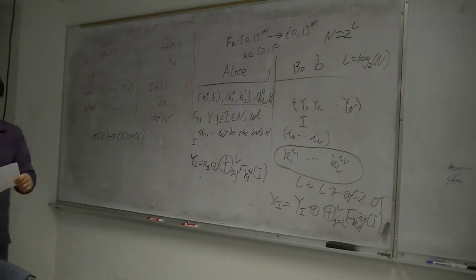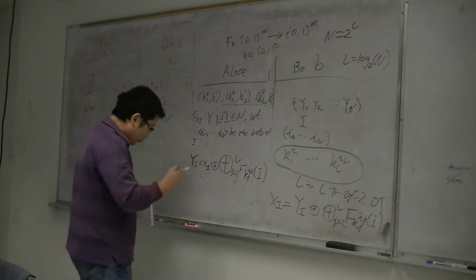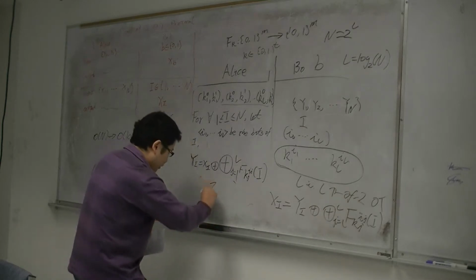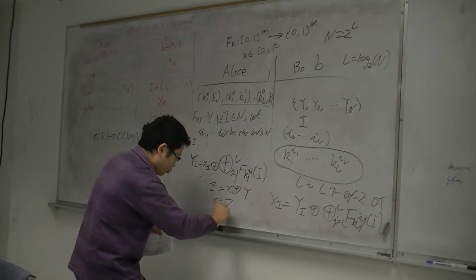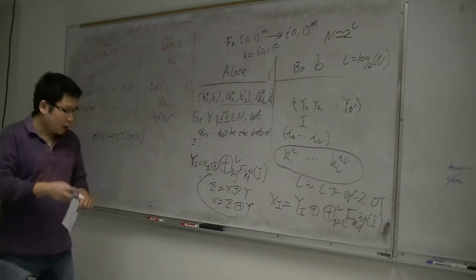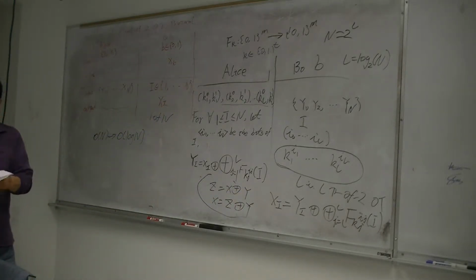Questions? Oh, for a number z equal to x XOR y, then x also equals z XOR y. I use this property here. If no questions, I will go on to the application.